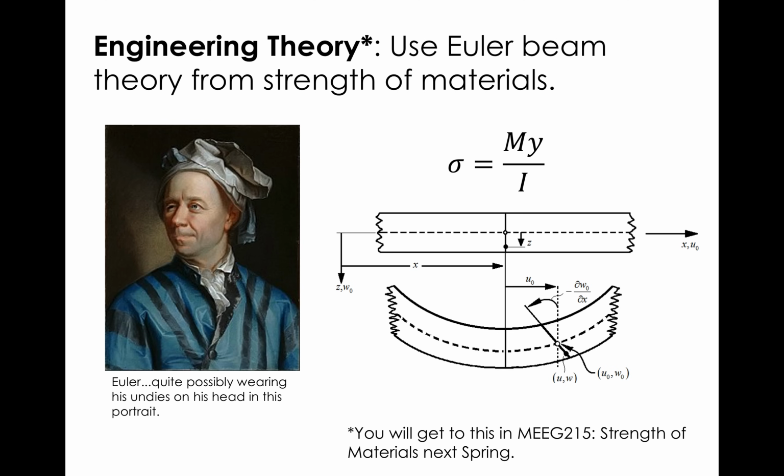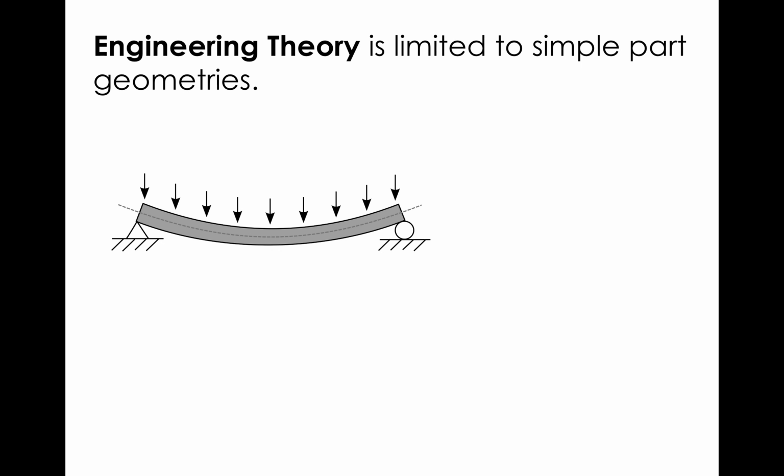All right. So we used that theory and worked with it inherently when we dealt with this equation. Sigma, which is the stress, that would be the stress on these outer surfaces, is equal to My divided by I, where M is the moment, y is the position. Actually, you can measure the stress anywhere along that line, okay? And I is the cross-sectional, or the area moment of inertia, okay? All right, so that was the theory that we worked with. That theory, again, is limited to simple part geometries.